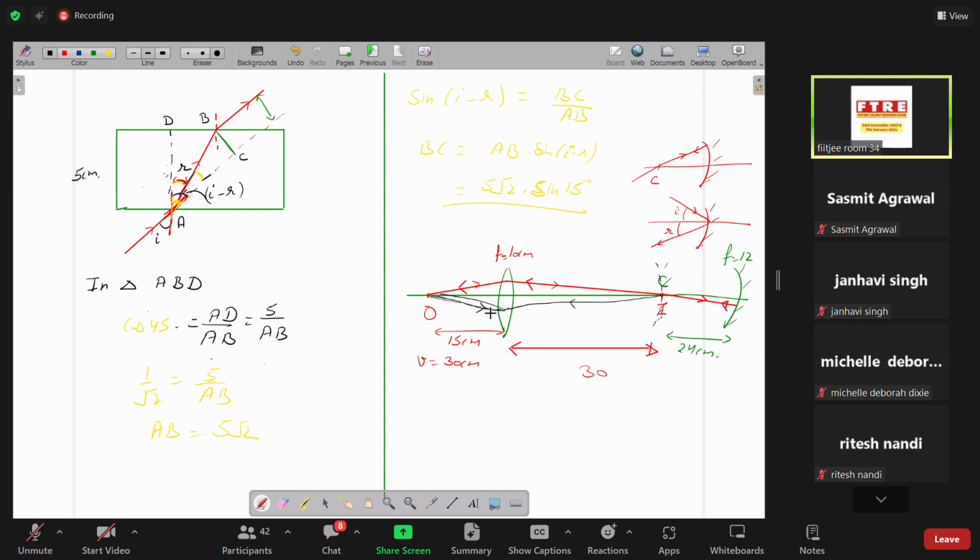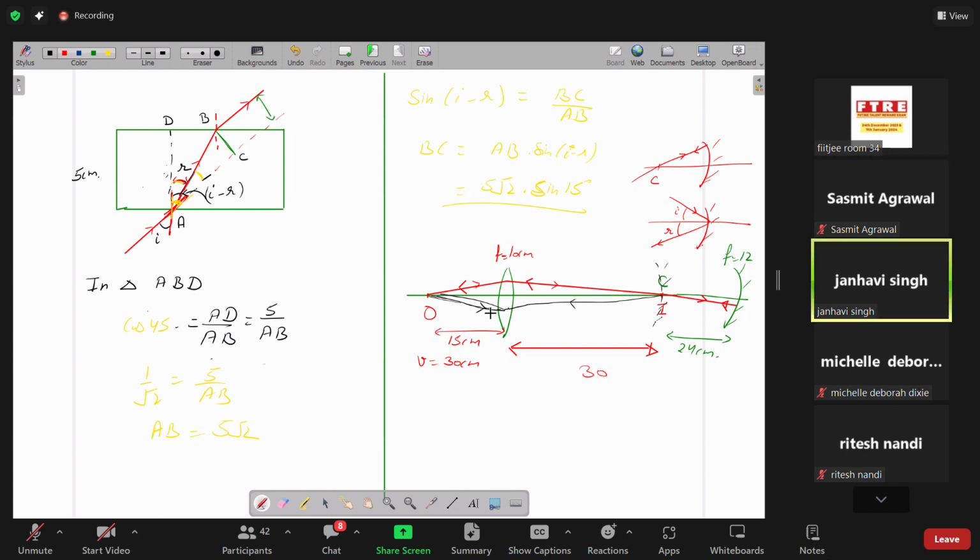So these will be the two cases. One is if the ray is incident on the pole of the mirror, either concave or convex, and the second case is if the rays are passing through the center of curvature. So the rays will fall on the mirror surface normally. In this case, the ray will retrace its path.